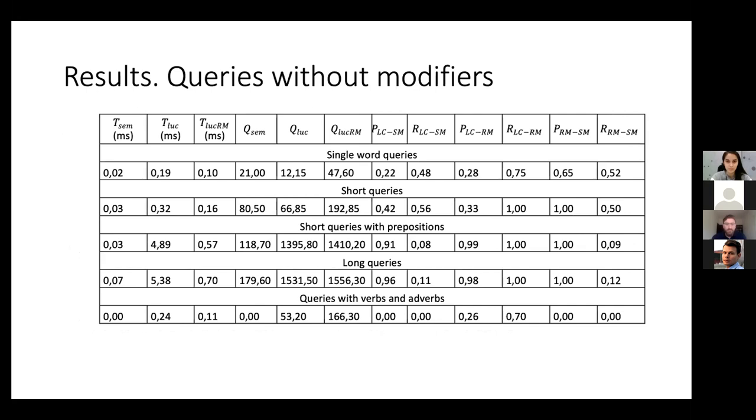Semantic search results are analyzed in comparison with Lucene Russian morphology. The differences between single word queries and short queries are explained by the fact that natural language processing in semantic search cannot unambiguously analyze word forms corresponding to several parts of speech or lemmas. Short queries with prepositions as well as long queries contain frequently used prepositions and conjunctions. Therefore, the same results are characterized by a large number of documents. The large number of resulting documents explains the long query execution time in the case of queries with prepositions. The precision and recall of queries with verbs and adverbs are equal to 0, because the developed system does not analyze parts of speech other than nouns and adjectives.